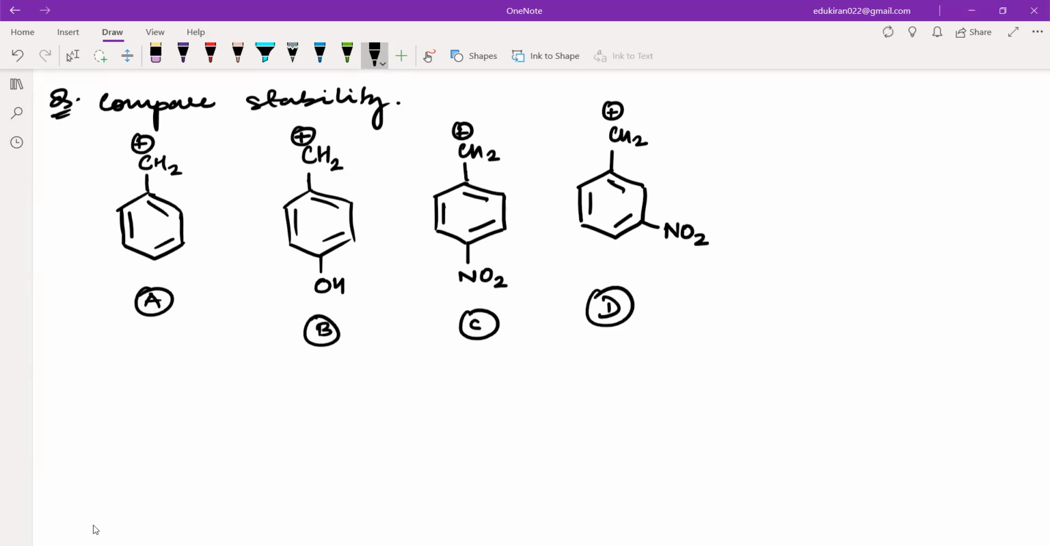Okay, so in this case, you have to look at the stability. Now, again, what I say is, first of all, you have to see what is common. You have to see what is common in all of these things. So the thing that is common in all of them is that if I just put a hydrogen, because there will be a hydrogen here, right?